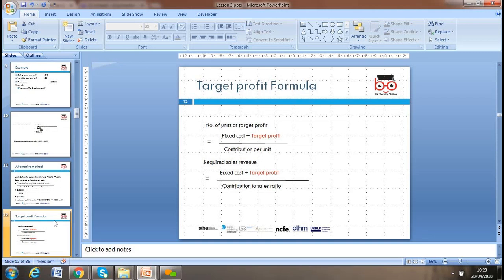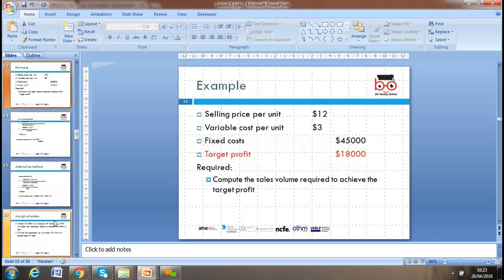So fixed cost divided by contribution per unit. Now we want to earn, for example, with my selling price 12, my variable cost 3, and fixed cost 45,000, a target profit. So what will be the target profit? Can we calculate? Fixed cost plus target profit divided by contribution.